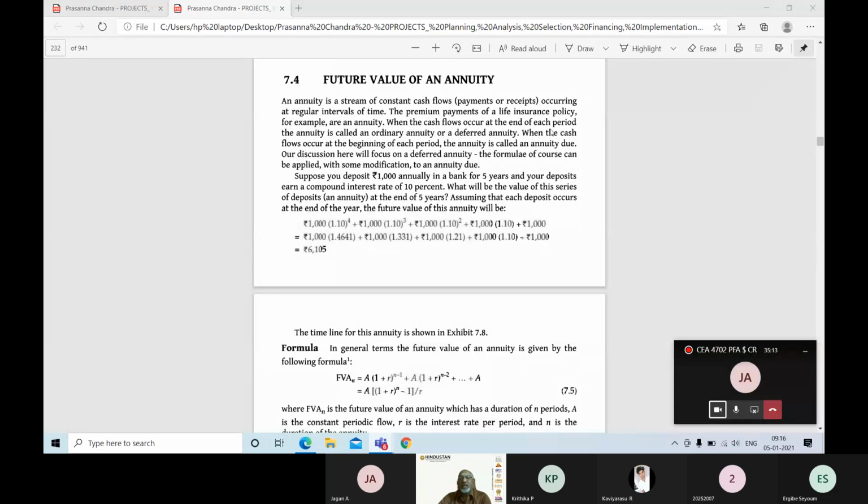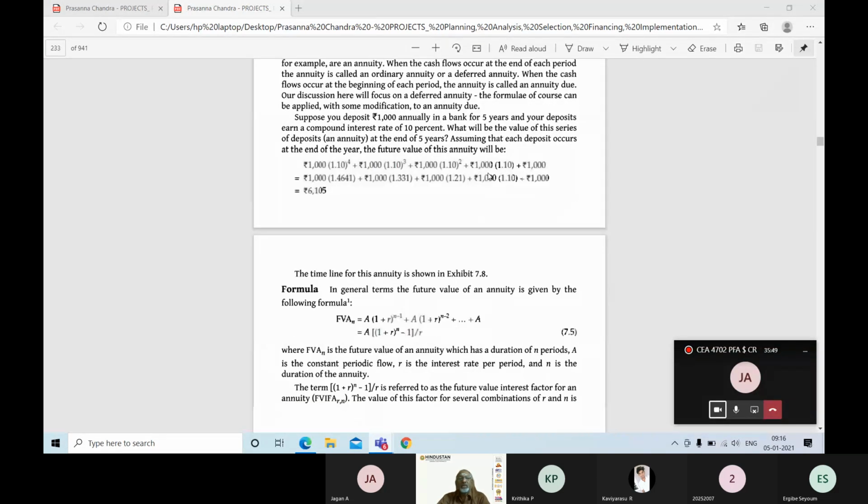When the cash flows occur at the end of each period, the annuity is called an ordinary annuity or deferred annuity. You have to underline this. When the cash flow occurs at the beginning of each period, the annuity is called an annuity due. So at the starting itself you are remitting the amount, then it is an annuity due. Our discussion here will focus on a deferred annuity. The formula, of course, can be applied with some modification to an annuity due.